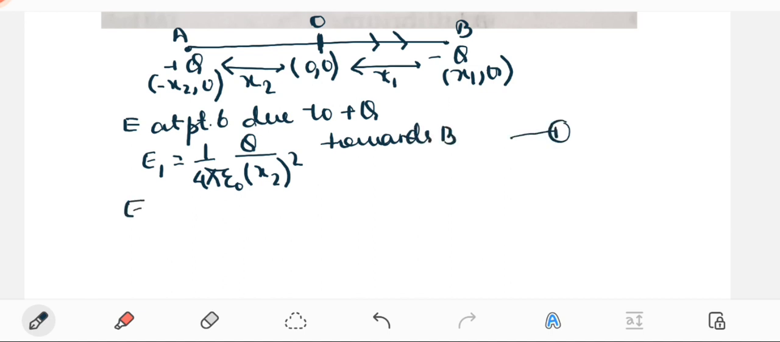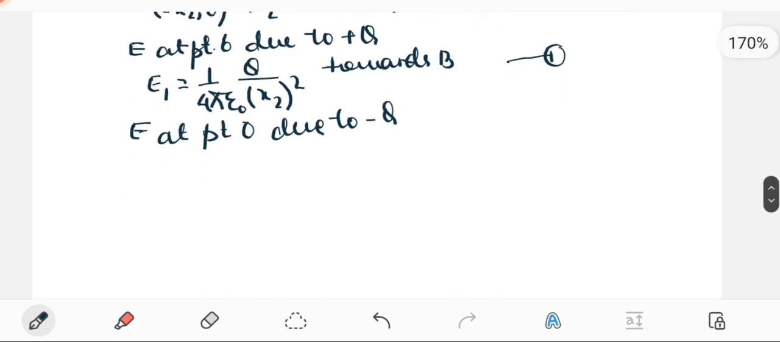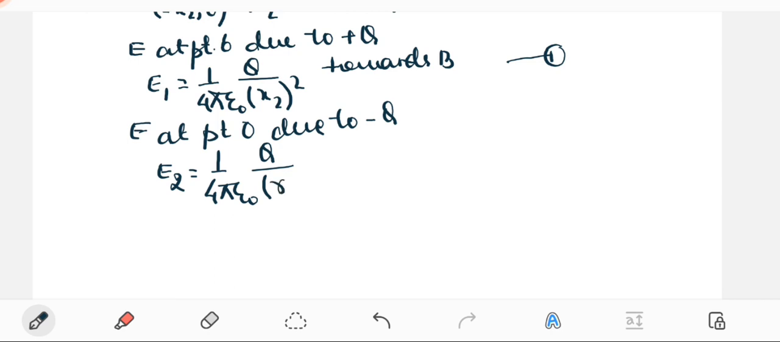And electric field intensity at point O due to negative charge Q, we can write it as E2 is equal to 1 by 4 pi epsilon naught, again because the magnitudes are the same, Q upon the square of the distance between them, that is x1 whole square. It is also towards B. This is equation 2.